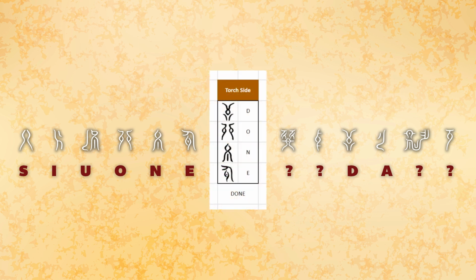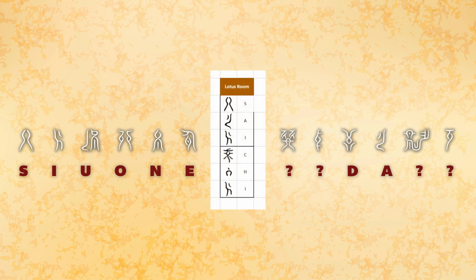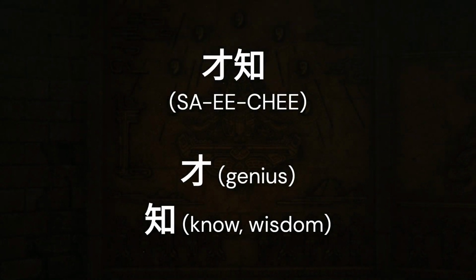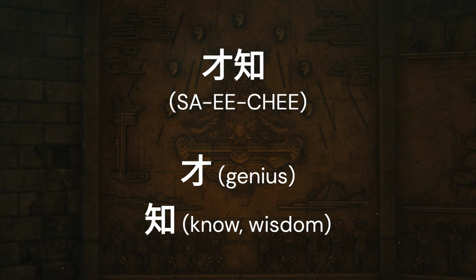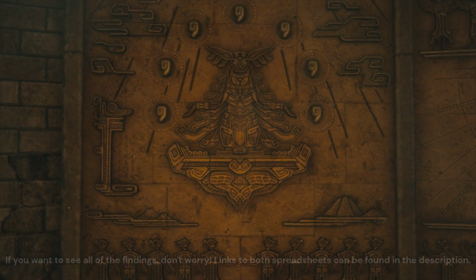It holds similarities in that the word "done" can be found on the side of the torch and the terminal at the end of shrines. It places the word "saichi" on the stone lotus. One interpretation for saichi could be "distinguished wisdom," which I could see being a fit. Ultimately, it has more problems than the "done" test, and it doesn't feel like a path forward.